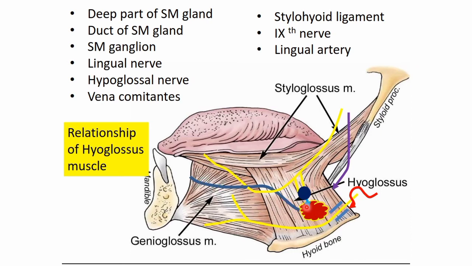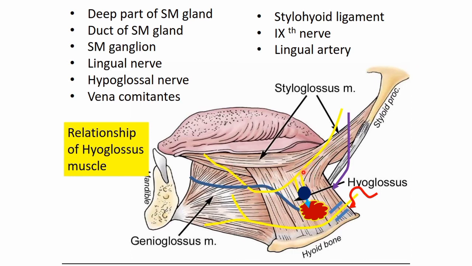And here above this deep part of the submandibular salivary gland, we can identify a small ganglion called the submandibular ganglion. Then after that we can identify the lingual nerve, and then below that one is the hypoglossal nerve. It is the 12th cranial nerve. So the nerve which is present below the deep part of the submandibular salivary gland and over the hyoglossus is called the hypoglossal nerve. Above the deep part of the submandibular salivary gland, we can identify the nerve called the lingual nerve.